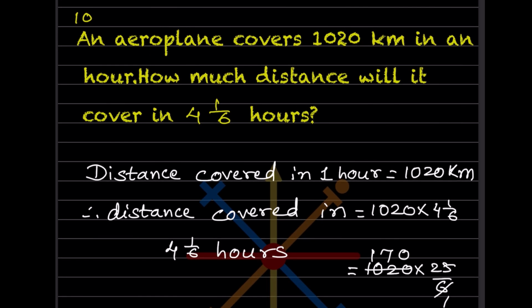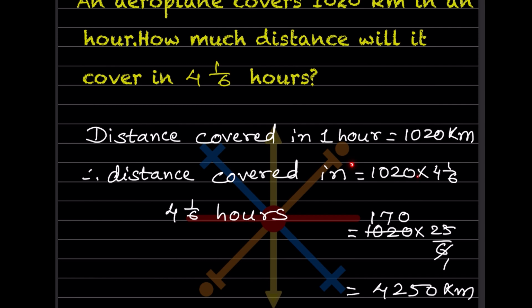So now here an aeroplane covers 1020 km in an hour. How much distance will it cover in 4 1/6 hours? Now the distance covered in 1 hour is 1020 km. Therefore the distance covered in 4 1/6 hours, that is what they have asked. I should write this down so there is no confusion.